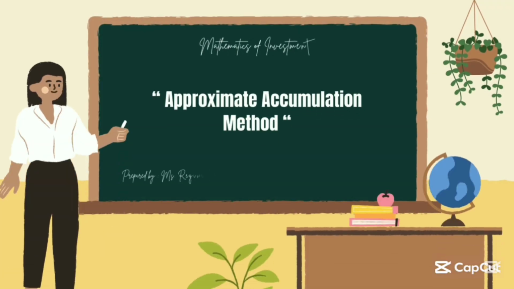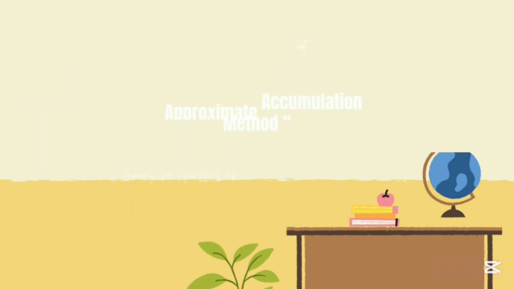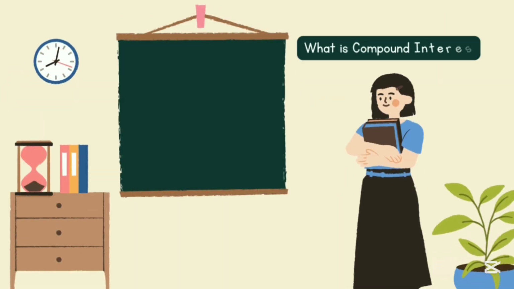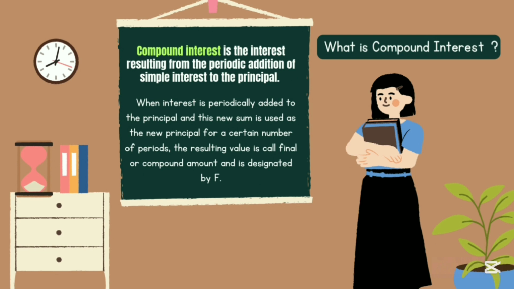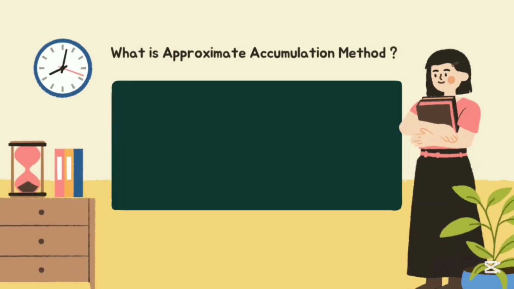So let us now discuss what is approximate accumulation method. But before that, let's first have the definition of a compound interest. So what is a compound interest? Well, a compound interest is the interest resulting from the periodic addition of the simple interest to the principal. So when the interest is periodically added to the principal and this new sum is used as the new principal for a certain number of periods, the resulting value is called final or compound amount and is designated by capital letter A.